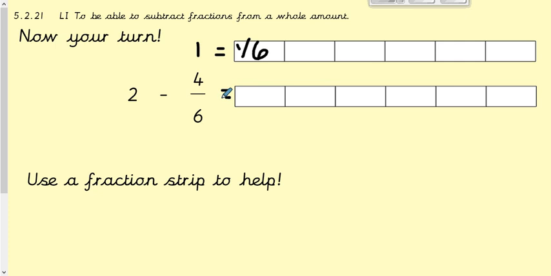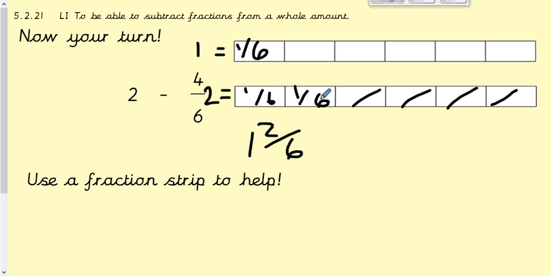So we have 1 whole and 2 wholes, and we are taking away 4/6. So all you need to do is cross them out and then count how many you've got left. So you've got 1 whole box left. So we're left with 1 whole, and then 2 as well, 2/6, because each of these is worth a 6th. And it's as simple as that.